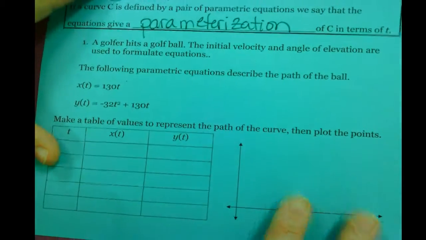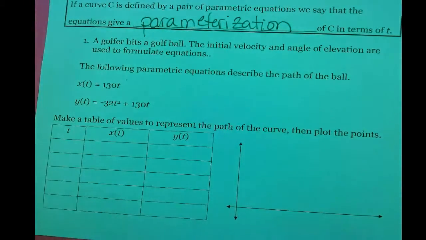All right, so we have a golfer hits a golf ball. The initial velocity and angle of elevation are used to formulate equations. So whatever you have done in physics, you needed the initial velocity and the angle, right? I think they were called kinematic equations, and kinematic and parametric equations are similar. They are related, but they're not the exact same thing. I don't know if you're going to feel like they are related or not, but they're kind of related.